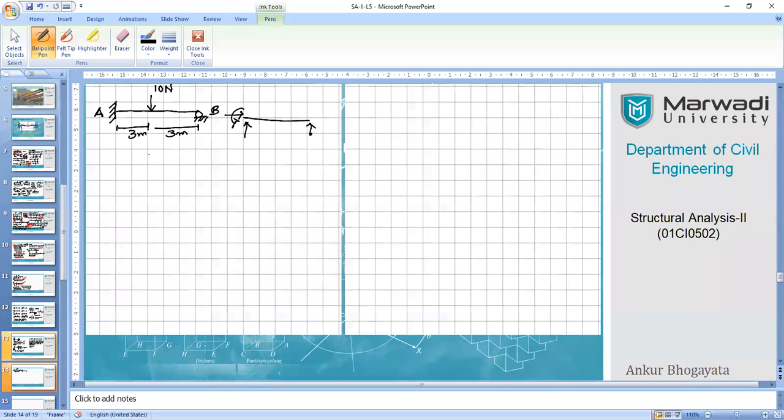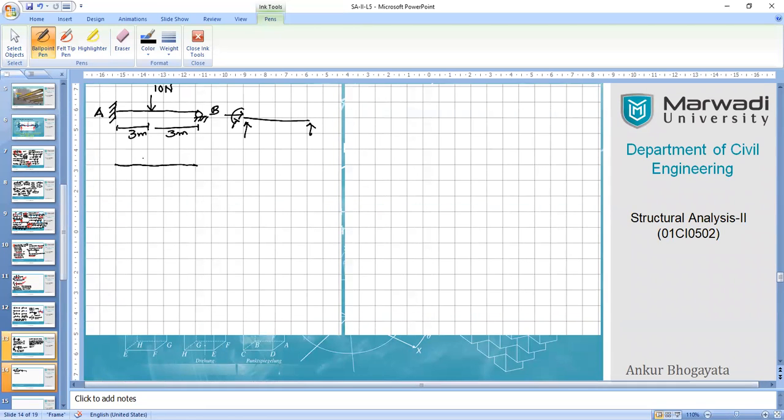Right. So I was discussing that there is a method which is known as consistent deformation. For that, first of all, you have to identify which quantity is additional or which quantity is extra. That means out of these 4 reactions, how can I convert this structure to a determinate structure? By playing with the reactions. So there are two possibilities popularly or commonly.